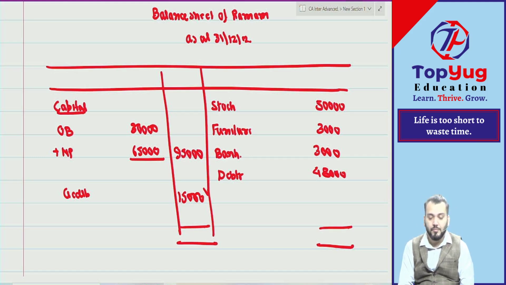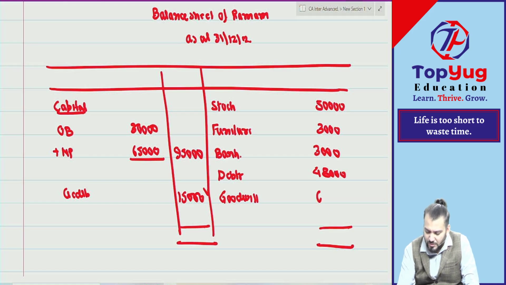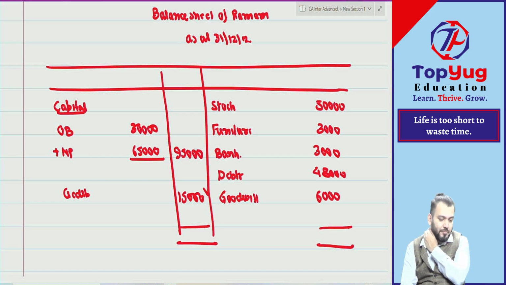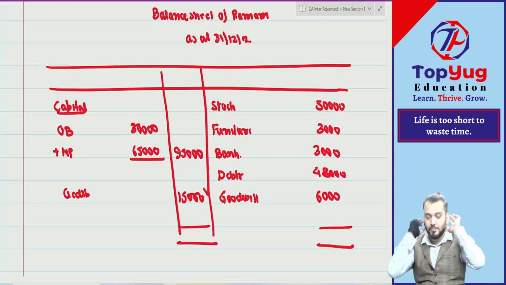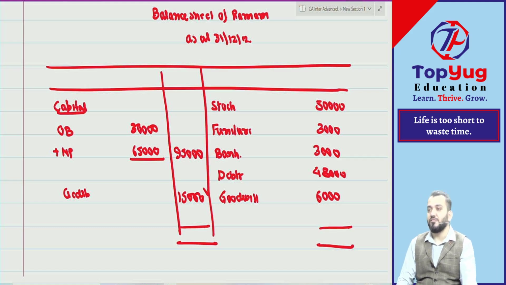Good question. Goodwill, sorry, my mistake. Goodwill how much? Even if you forget this now, you will understand. We missed it. How much? 6,000. Now tell it. Simple. So question number 3 is also done. That is an MRQ, a must revise question.